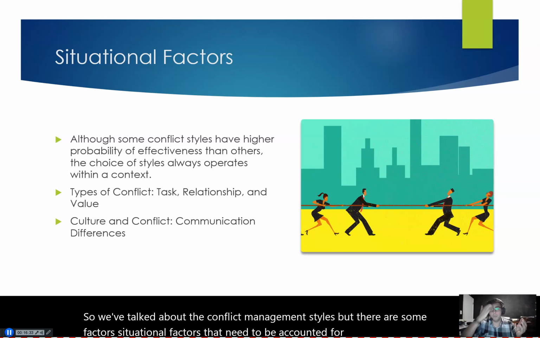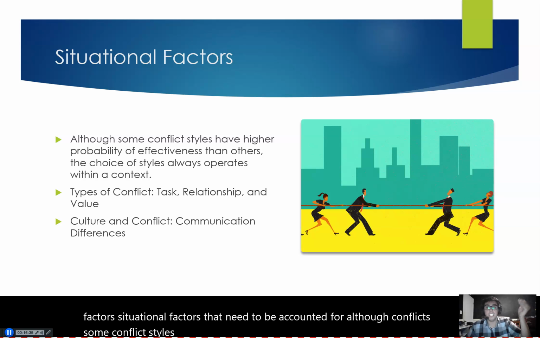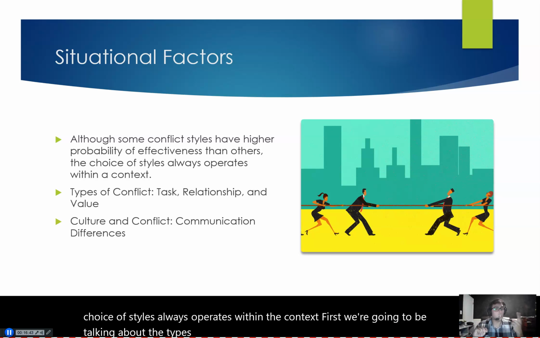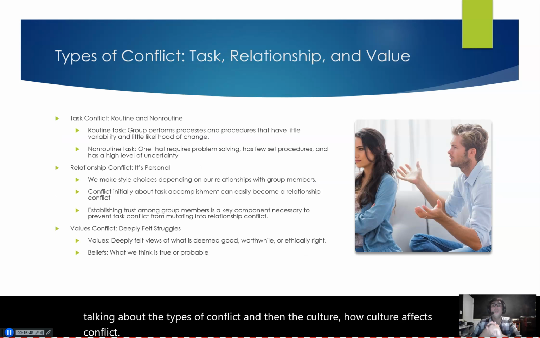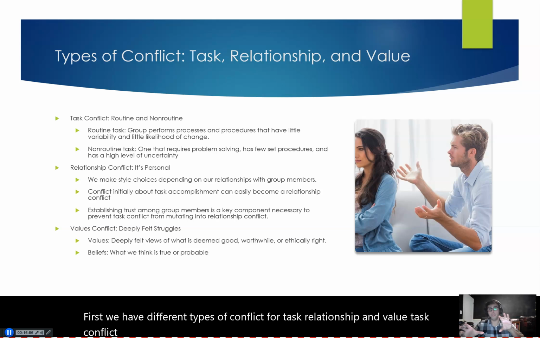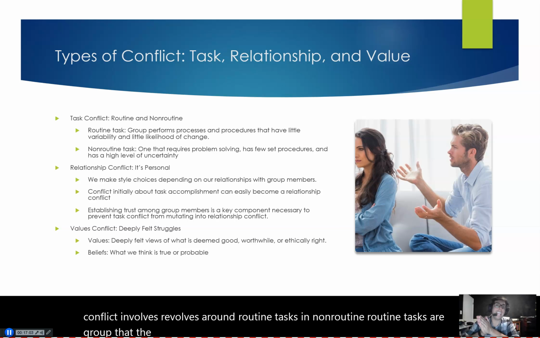Although some conflict styles have higher probability of effectiveness than others, the choice of styles always operates within the context. First, we're going to be talking about the types of conflict, and then how culture affects conflict. First, we have the different types of conflict: task, relationship, and value. Task conflict revolves around routine tasks and non-routine tasks. Routine tasks are ones where the group performs processes and procedures that have little variability and likelihood of change.